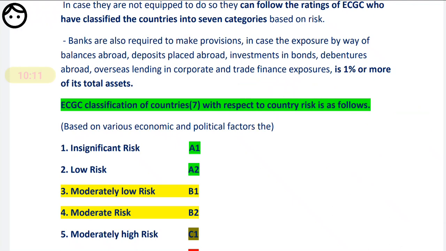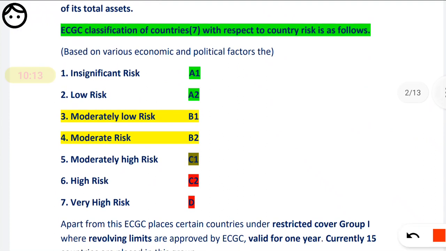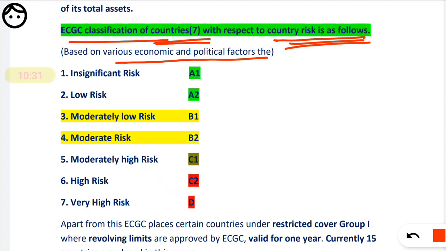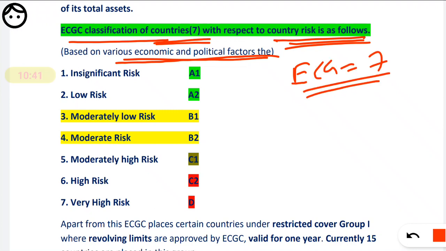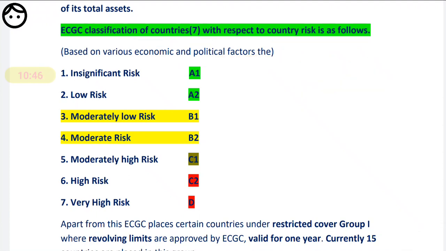Okay, so coming back to the classification. I have already told you that ECGC has classified the countries, and that is called the 7-fold classification for country risk purposes. The classification is based on various economic and political factors. We don't need to know what the factors are, but just remember that ECGC has classified the countries into seven types. And what are those types? It's very important, friends.